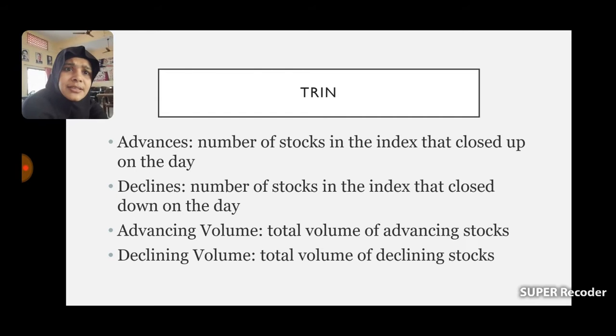Advancing issues means the number of stocks in the index that closed up on the day. Declining issues means number of stocks in the index that closed down on the day. And advancing volume is the total volume of advancing stocks. That means the total number of advancing stocks traded when index closed up on the day. And declining volume is the total volume of declining stocks. That means the total number of declining stocks traded when the index closed down on the day.